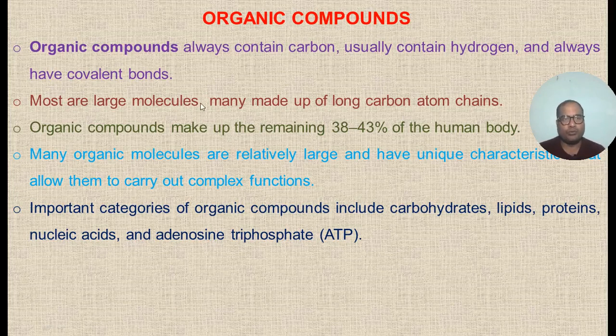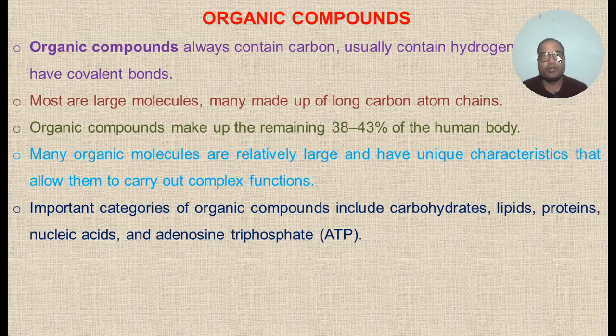Most are large molecules, many made up of long carbon atom chains. So organic compounds are very complex. They make up the remaining 38 to 43% of the human body. Many organic molecules are relatively large and have unique characteristics that allow them to carry out complex functions. Important categories of organic compounds include carbohydrates, lipids, proteins, nucleic acids, and adenosine triphosphate.